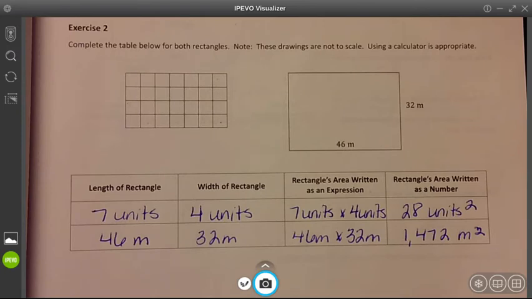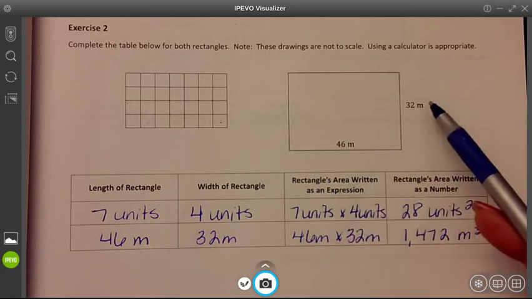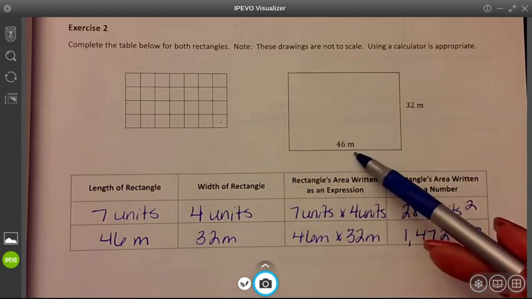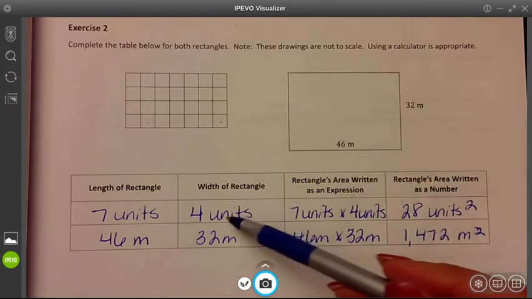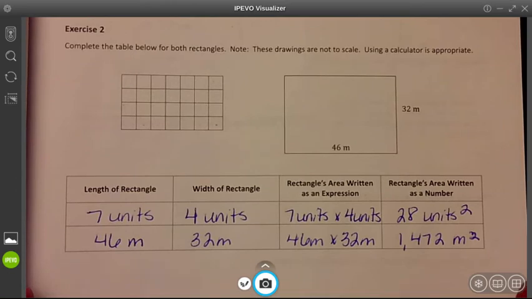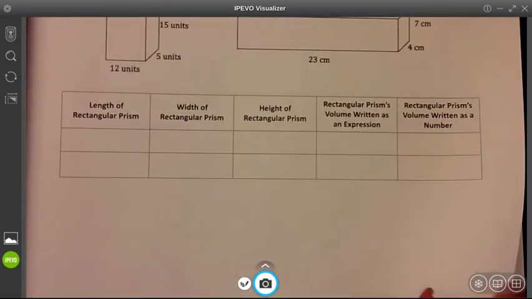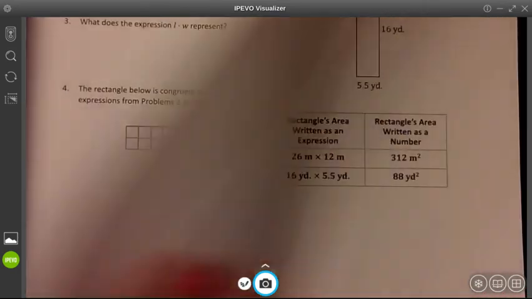Basically, this is just to make sure you know units are the same thing as the other measurements when you need to square them. You need to make sure you include your measurements when you're writing your expression and when you're figuring out your area.